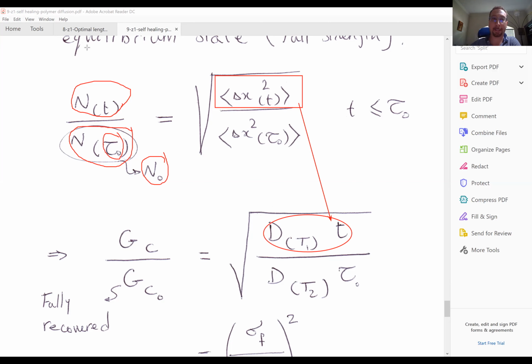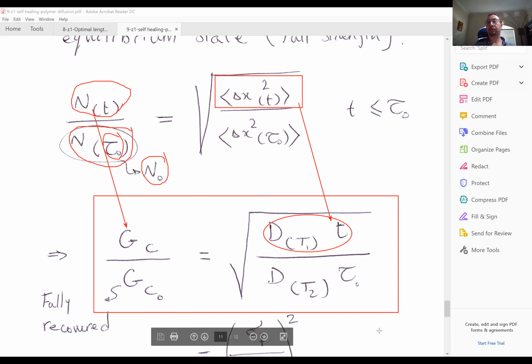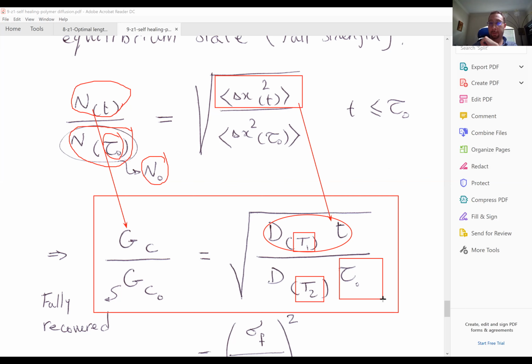and instead of nt, I assume that it's proportional to the energy per unit area that it takes to open the crack. Then this equation becomes the same as this equation. Now here I have used different temperatures, and times are not the same either.